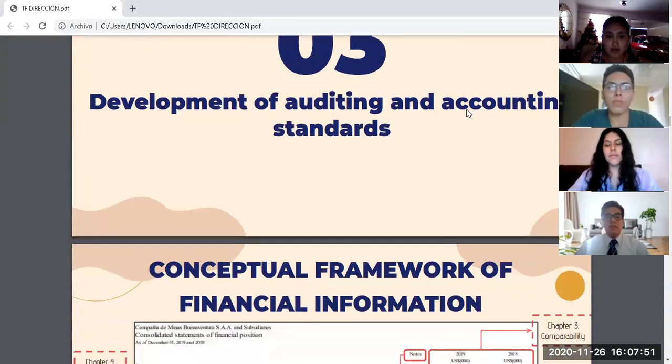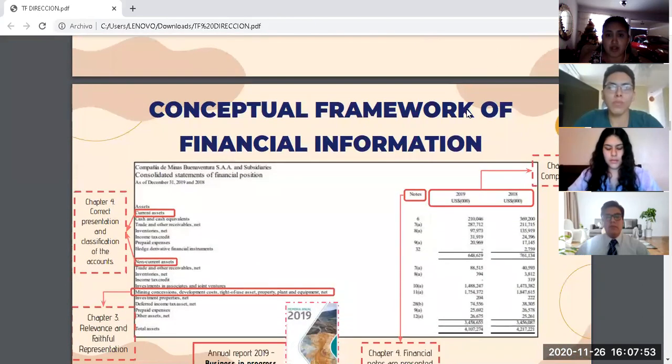Okay, so we are going to start with the conceptual framework of financial information. We observe that Buenaventura complies with all the necessary indications to present the financial statements. On the one hand, it complies with Chapter 3 of qualitative characteristics, relevance and faithful representation, because mining concessions, as you can see, which is the most relevant account, has the respective calculation and its note to be analyzed.